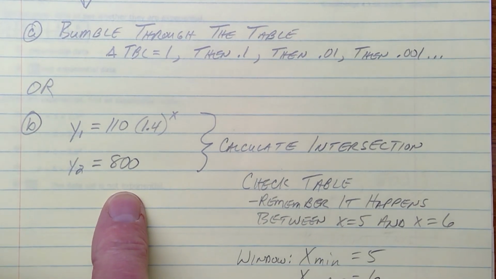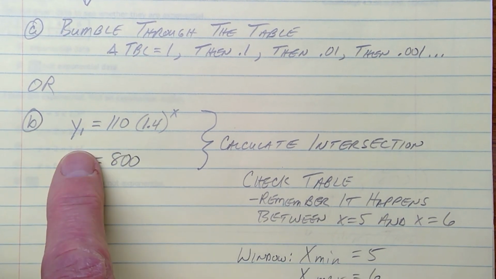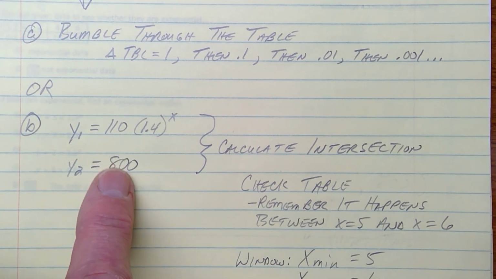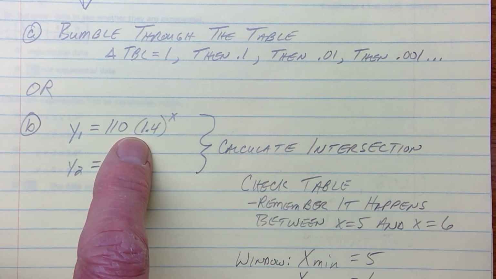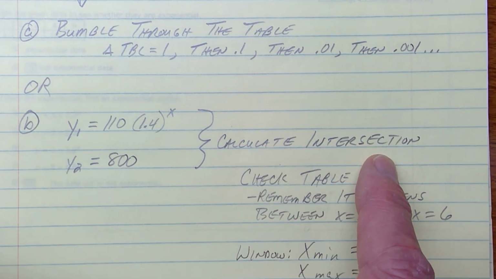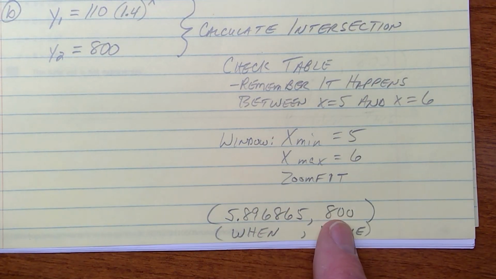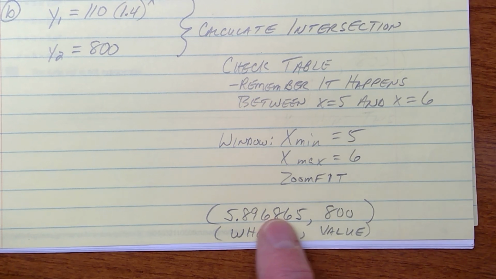But a quicker way is called the crossing graphs method. So put your curve in equation 1, and then put how high you want that line to be in equation 2. And wherever this line cuts across that curve, you just find the intersection. It'll give you these coordinates. And this is when it hits this value.